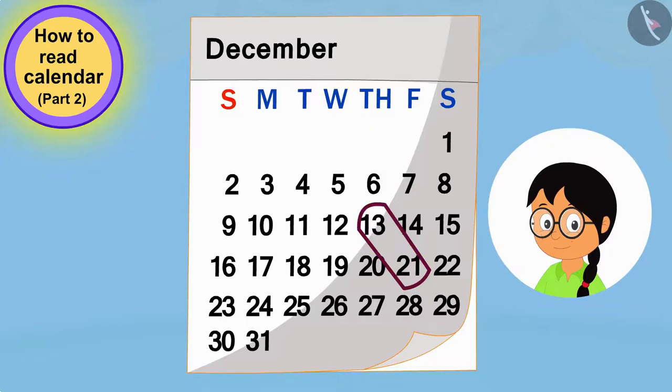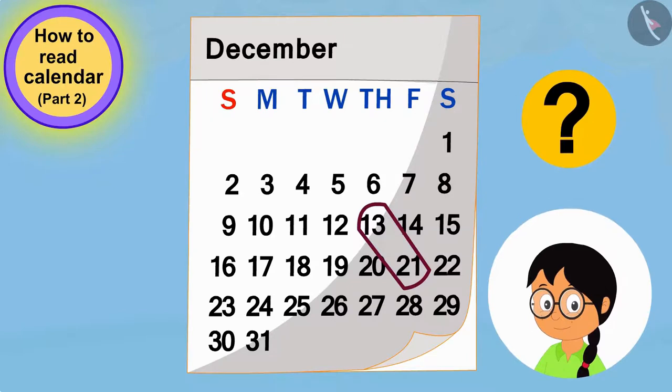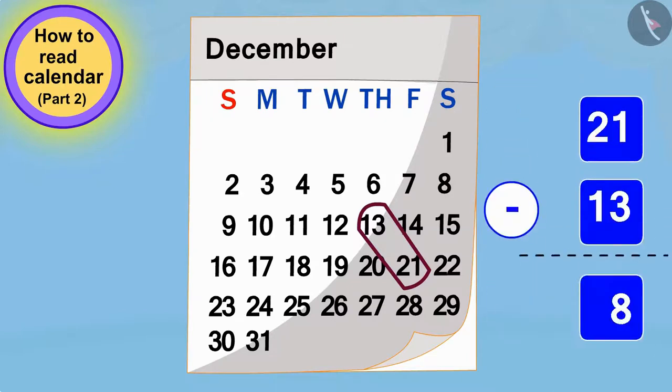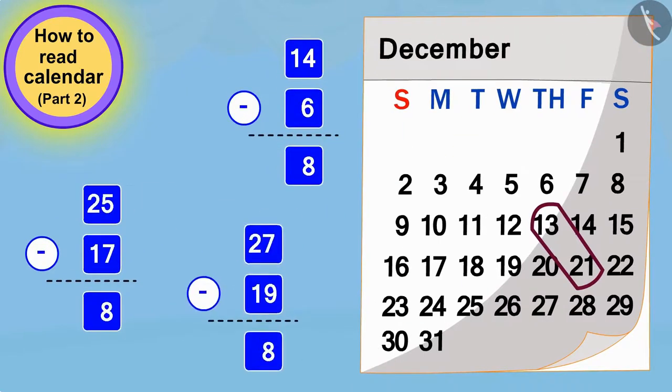Now, Meenu saw these next 2 pair of numbers. Children, what will be the difference between 21 and 13? Yes, this difference will also be 8. Children, you will find that the difference between such diagonal pair of numbers in the calendar will always be 8.